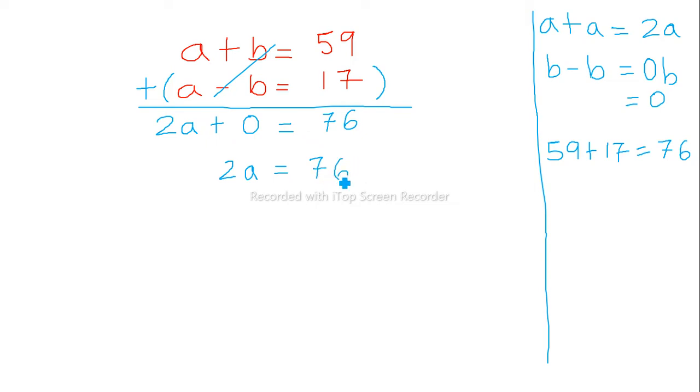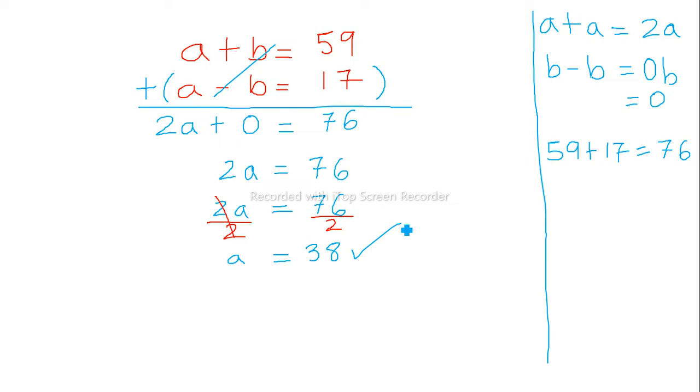All right, and what are we going to do at this juncture? Divide by 2. Divide both sides by 2. Very good. So we divide both sides by 2 to get rid of this 2 here. And so these 2s cancel. We are left with A is equal to, what is 76 divided by 2? 38. Good stuff. And so that's what A is. A is equal to 38.